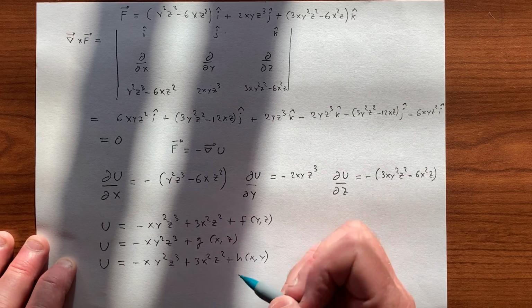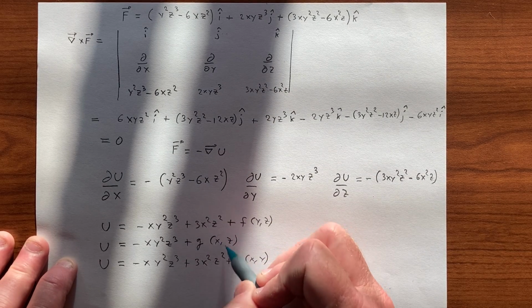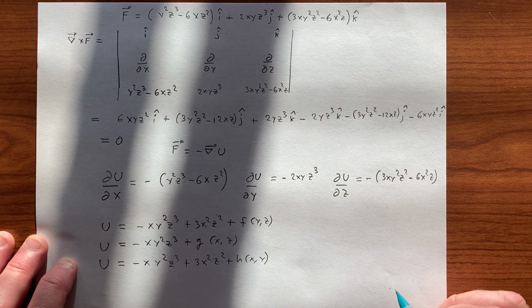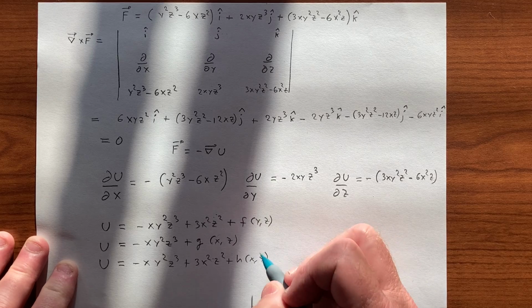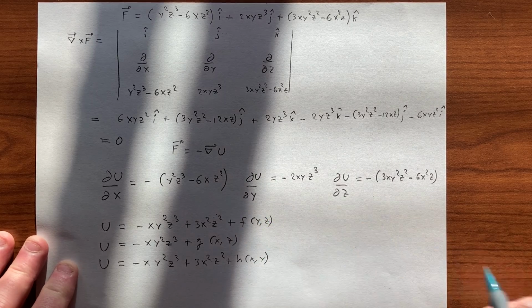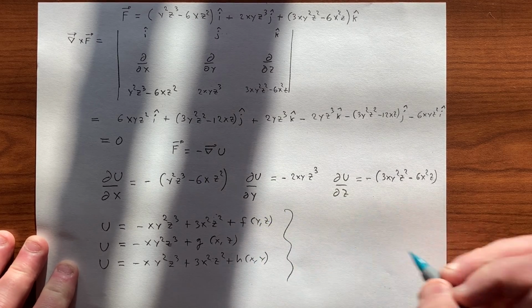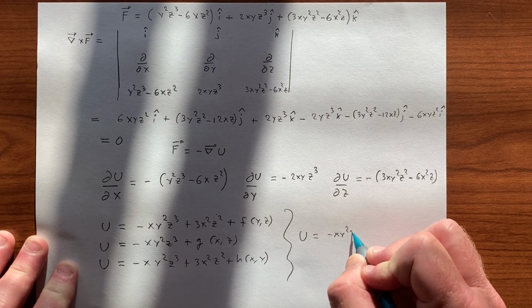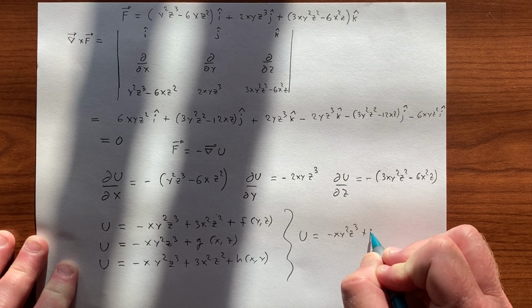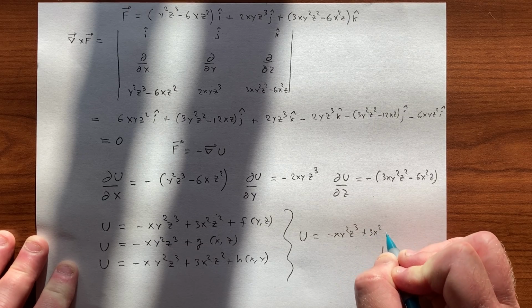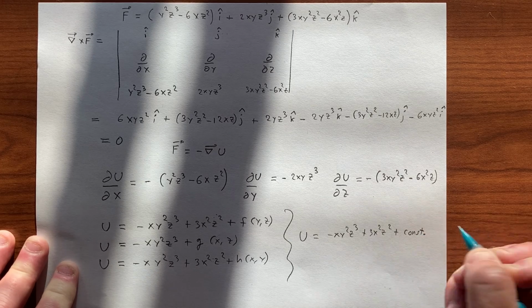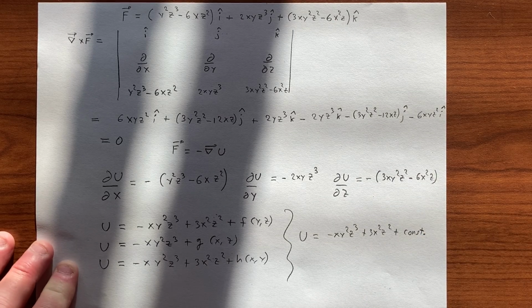And so we can see that this g here is really the same thing here. And so there is no yz kind of thing here. So all of these together are compatible if U is equal to minus xy squared z cubed plus 3x squared z squared plus just some number, right? No function of x, y, and z. And so that's the potential energy function.